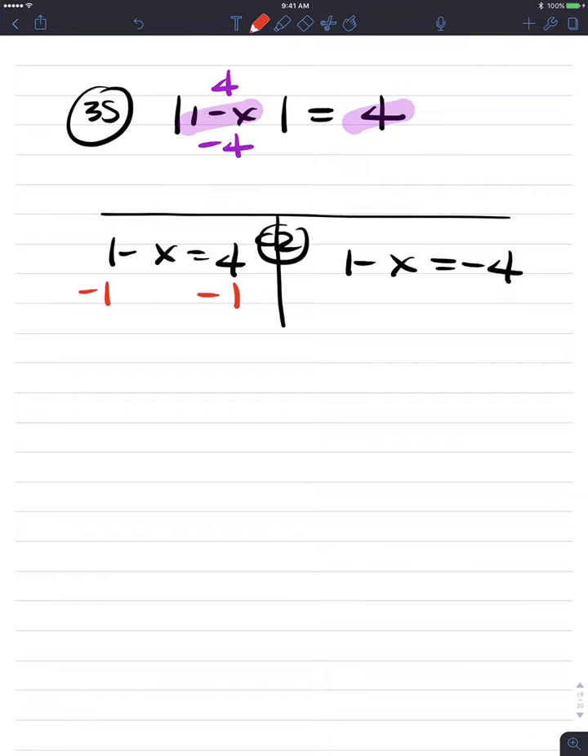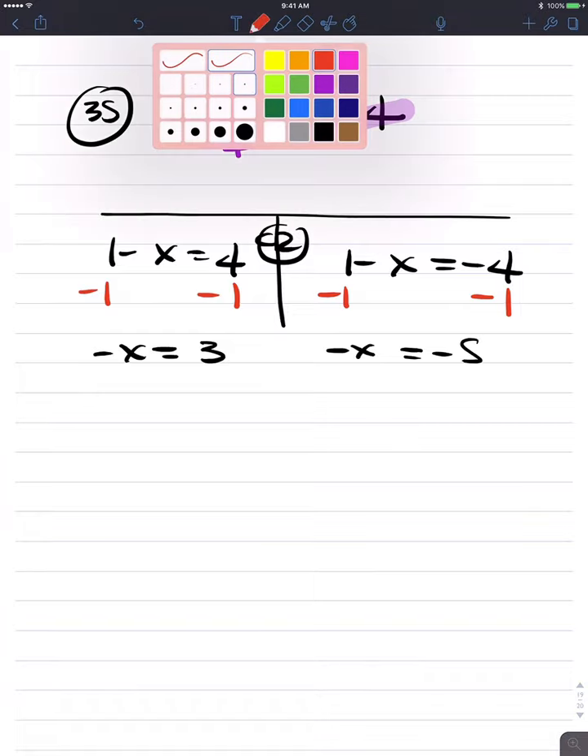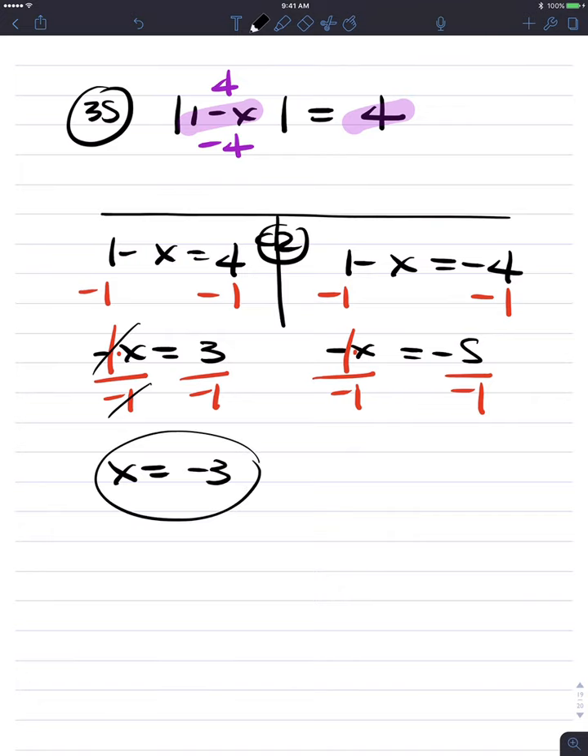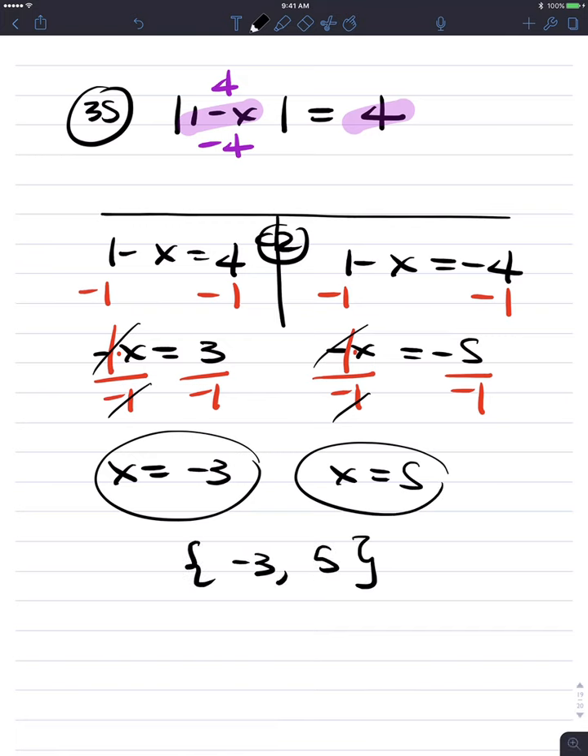Subtract 1 from both sides for both equations, and you obtain negative x is 3, or negative x is negative 5. Notice here that this will be negative 1 times x for both. So I divide both sides by a negative 1. Cancel, we get x is positive over negative is a negative, and x is going to be 5. These are two solutions.